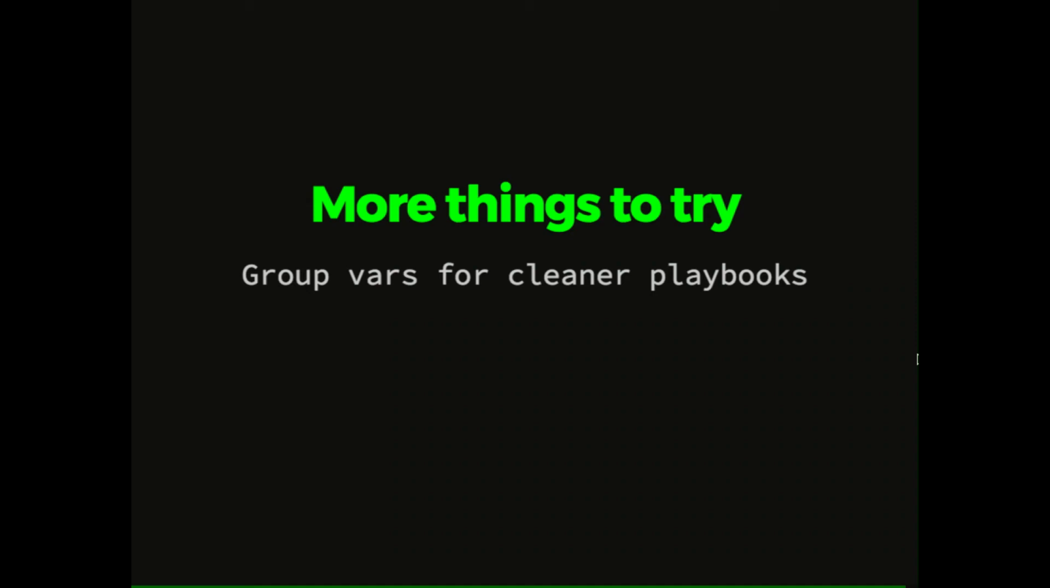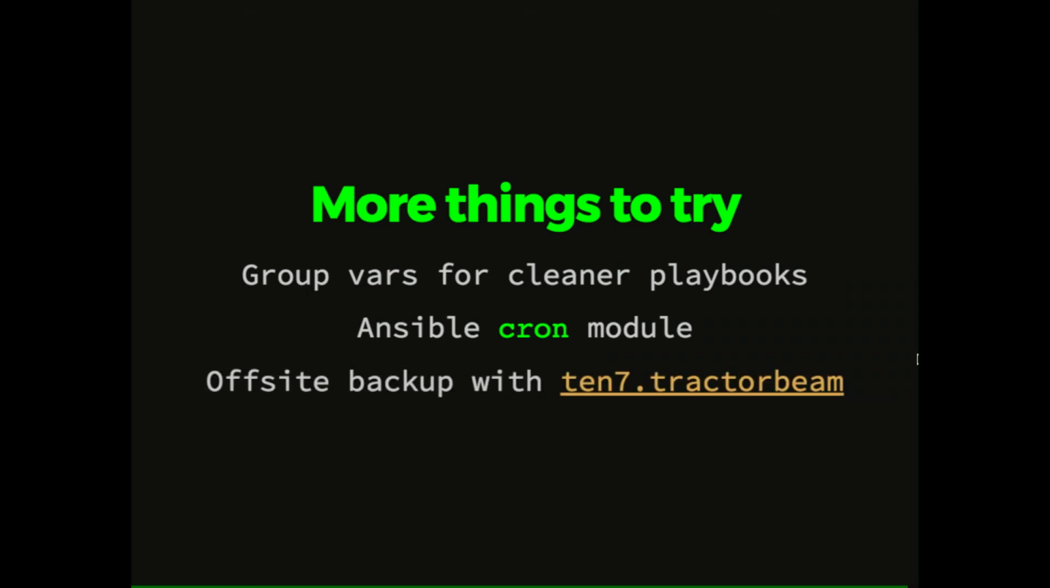You might want to use something called group variables for cleaner playbooks that remove the variable statement from your playbooks and puts it in a separate file. It's really handy. You might want to have Ansible configure cron for you so that Drupal cron is always set up every time and those settings are backed in your Git repository.